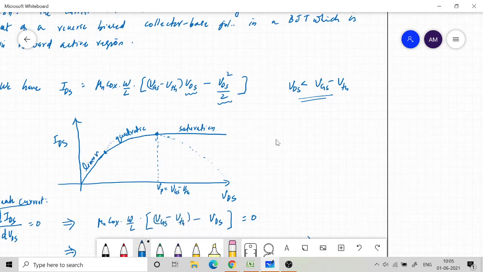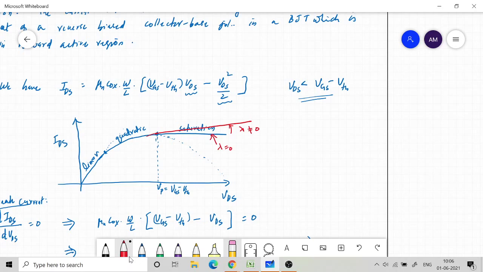So let me just show. If we take into account a slope here, when I put a non-zero value for lambda, the current has a slight increase. So this slope is due to the lambda. If lambda is equal to 0, we have flat traces. So this corresponds to lambda equal to 0, and this is lambda not equal to 0.